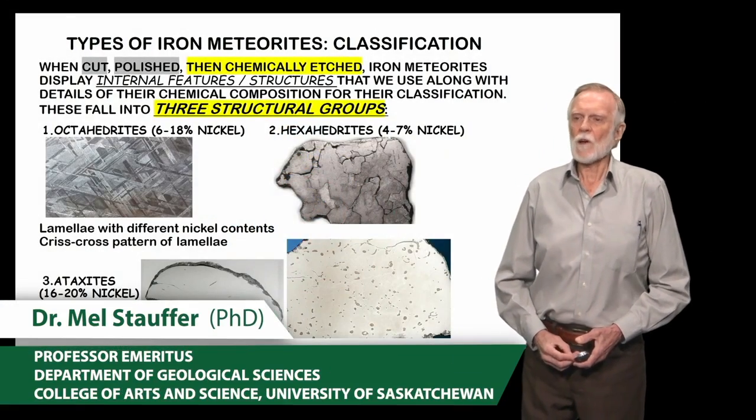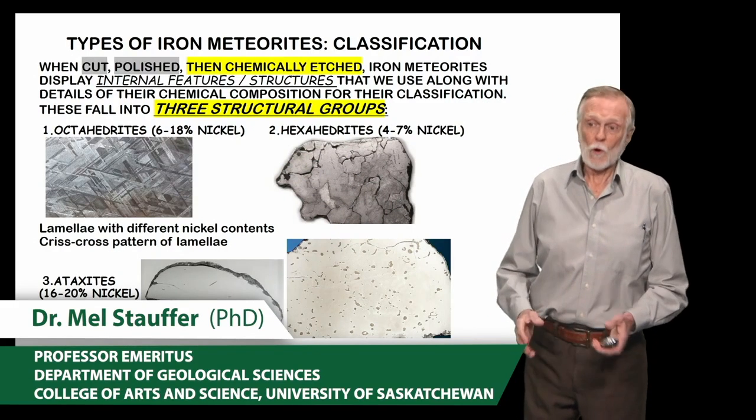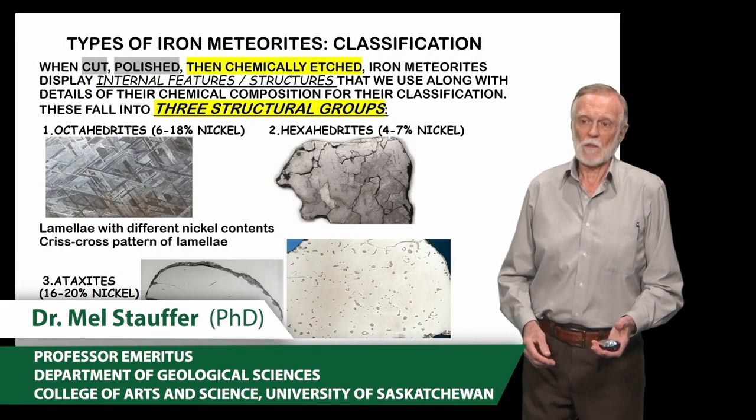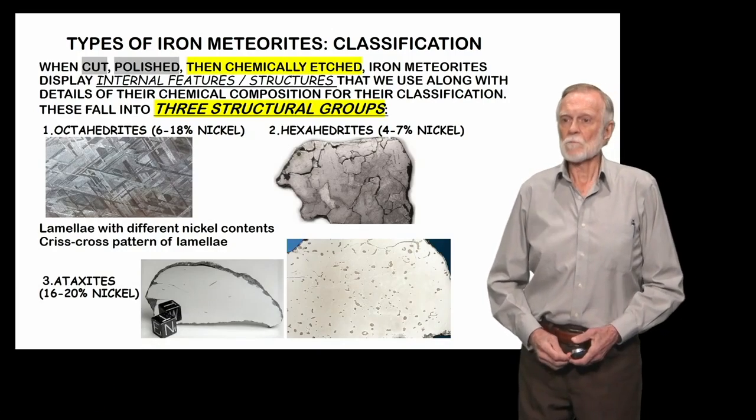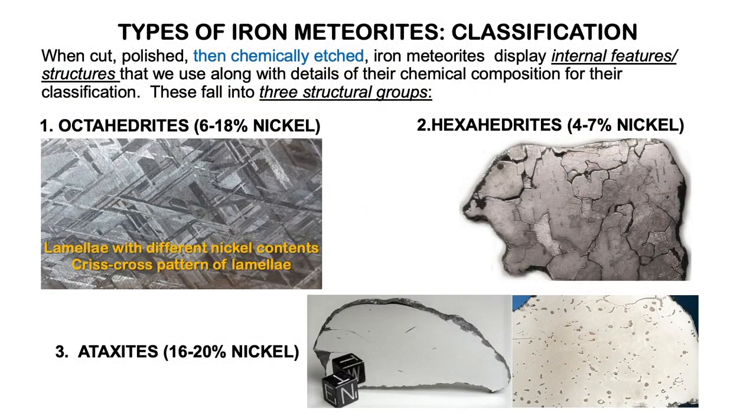Looking at the octahedrites, when we etch them, now before we etch them, they would look like the atexite there, just a nice polished surface. But when we put the acid to it, it takes on this etched appearance. You see a crisscrossing series of bands or lamellae, and these bands are of different colors. The different colors match the nickel content of that particular lamellae. The very brightest ones there are the nickel-rich ones, and the grayer to almost black ones are nickel-poor.